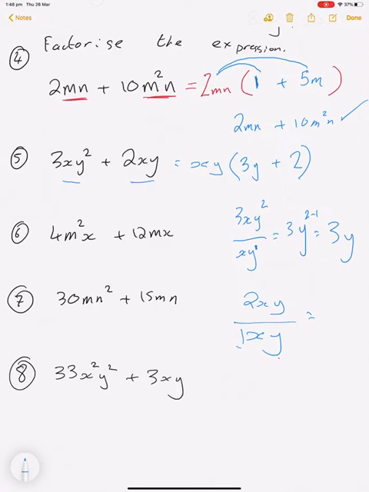Okay, so we've got 2xy divided by xy. Well, you can imagine there's a little 1 here. 2 divided by 1 is 2. x divided by x is 1. And y divided by y is 1. So we're just left with a 2 here.